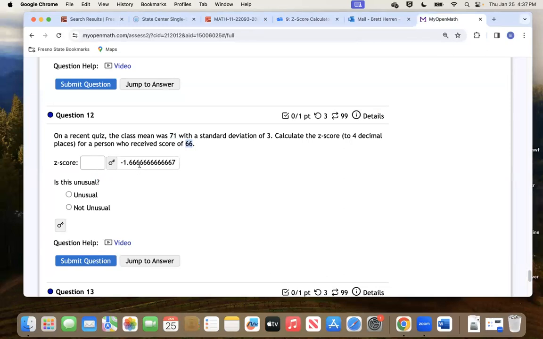Now, first off, what does that even mean? Z-score is the number of standard deviations off the middle that a particular score is. Let me explain. That was probably a confusing sentence. Let me try that again. Remember, the average person on this quiz got a 71. And this person, whoever it is, got a 66. They got below average. But the standard deviation, meaning the typical amount people are off the middle, is 3.